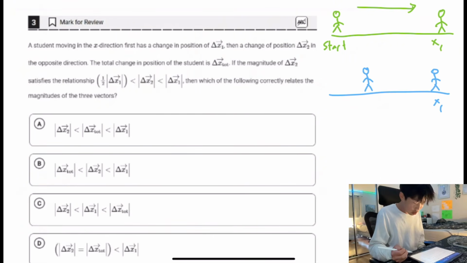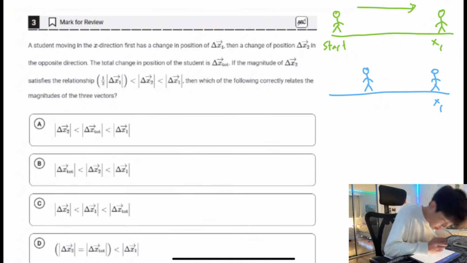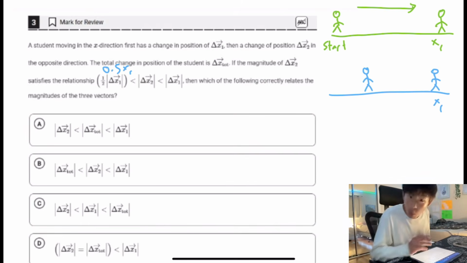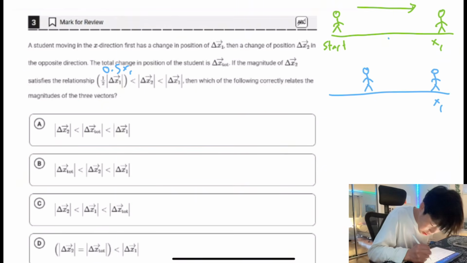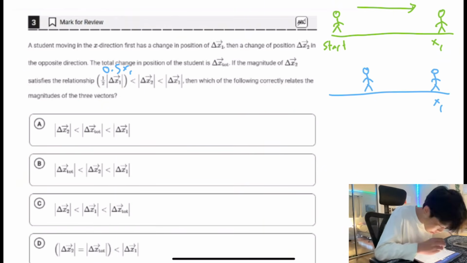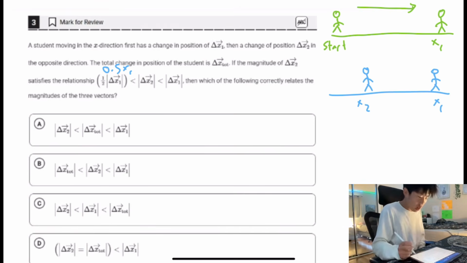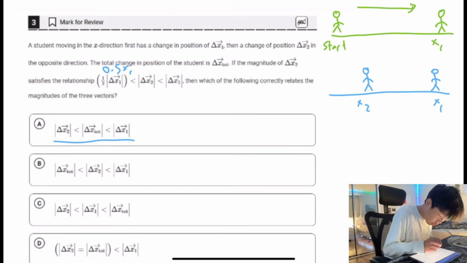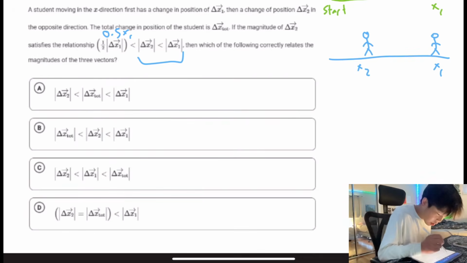Also we need to look at this, right? What does this mean? If this is 0.5 of x1, that means he goes more than 0.5, which means he goes more than this much. So I am right. Which means this is how much he goes for x2. And now it's asking about x2, x1, and x total. So now it's asking you for the relation between x total and x1.